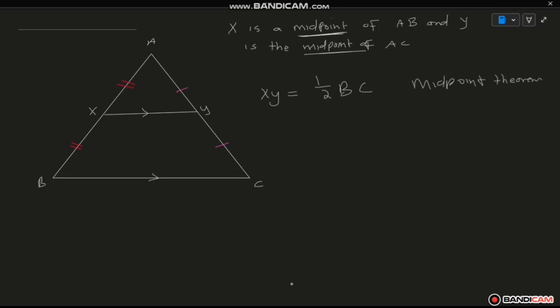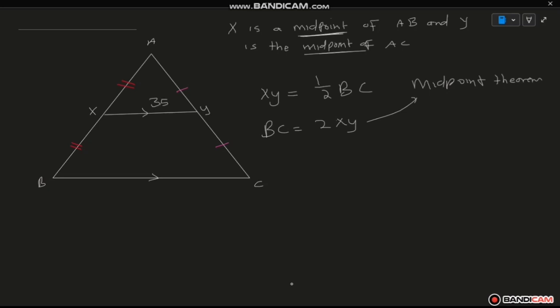What made it a midpoint is because we're having the proportionality theorem. Then let's say we want BC. BC is 2 times XY. Then the reason is the midpoint theorem. So if we have 100 here, it means that 100 times 2 is going to give BC, which is 200. I'm not sure if you guys are understanding this.